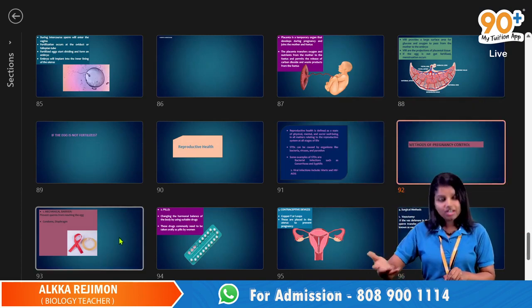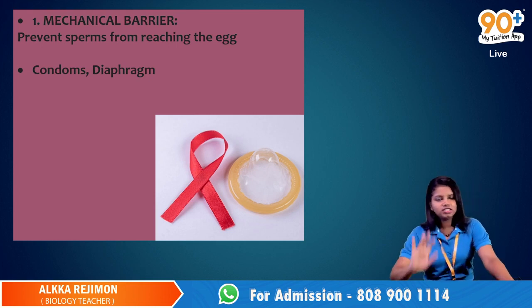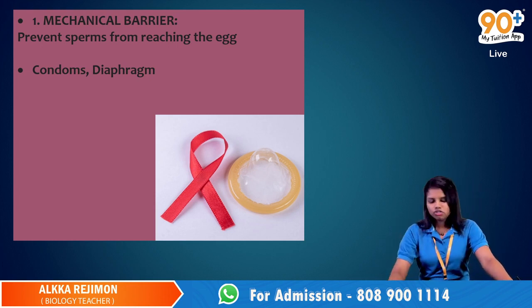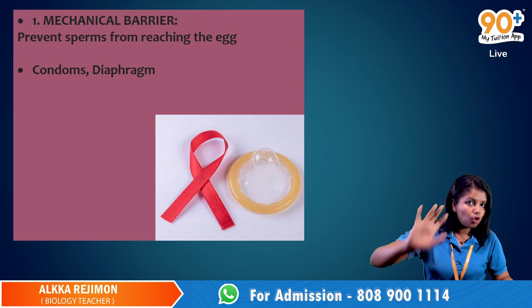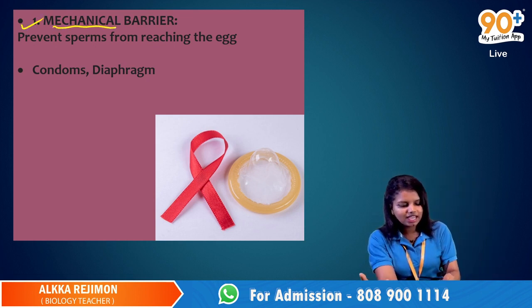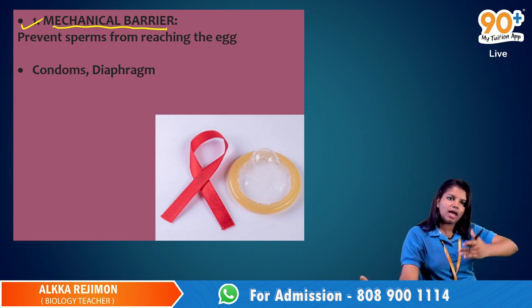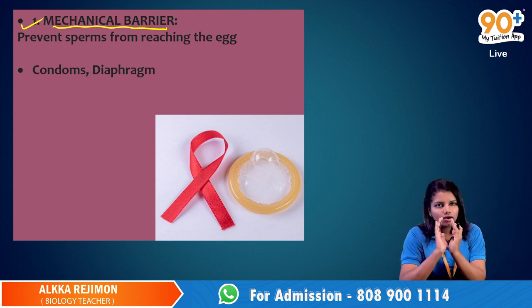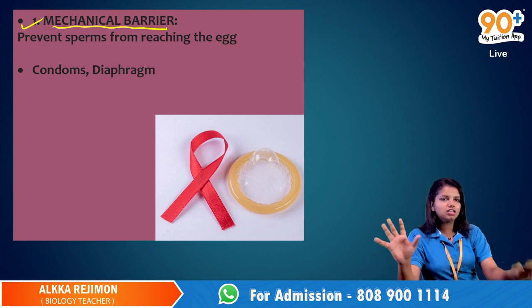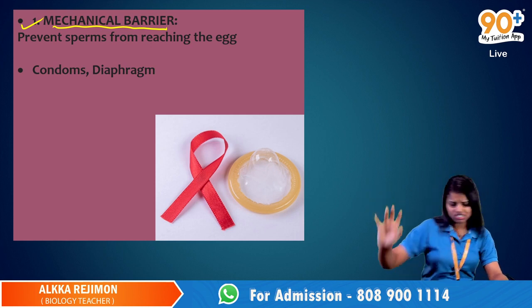And there are several methods which have been used for years to control pregnancy and stop a baby. The first and foremost method which is generally used is the mechanical barrier method, where we physically use a barrier so that the sperm cannot reach the egg. It is a very general method.